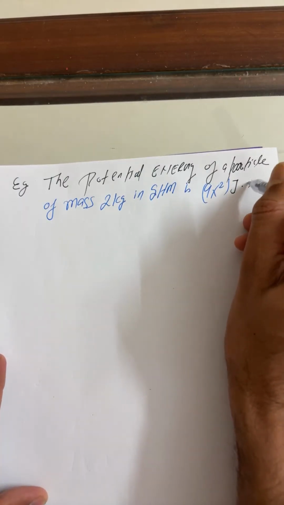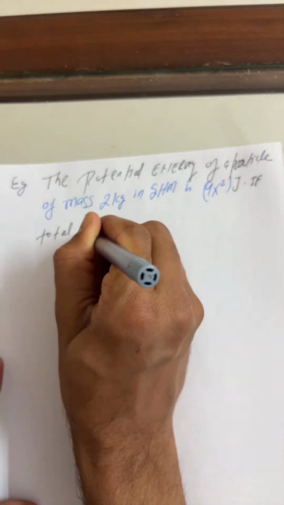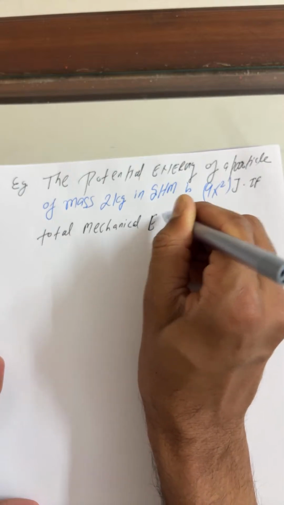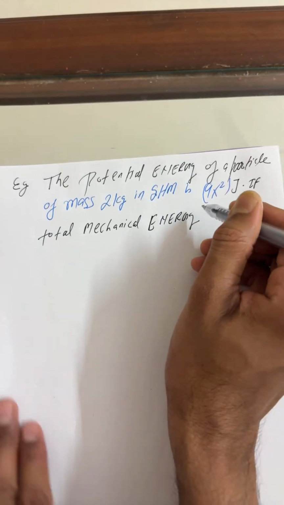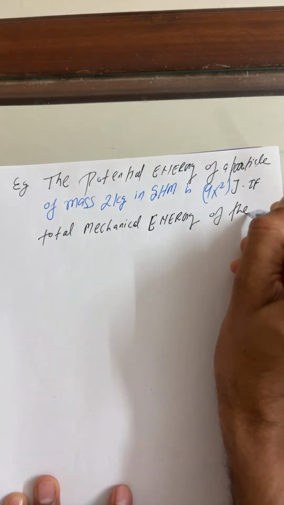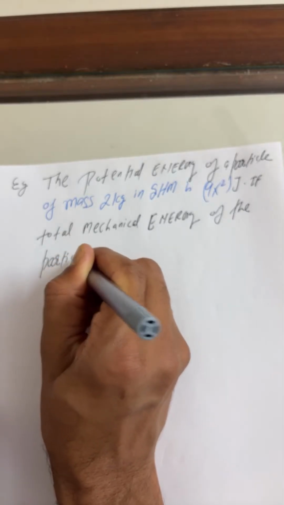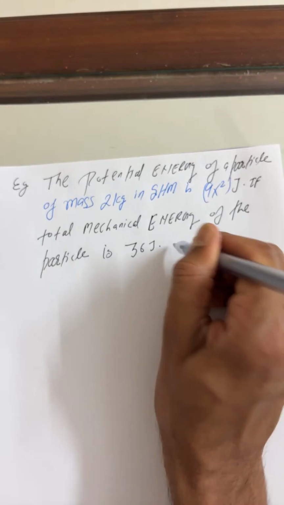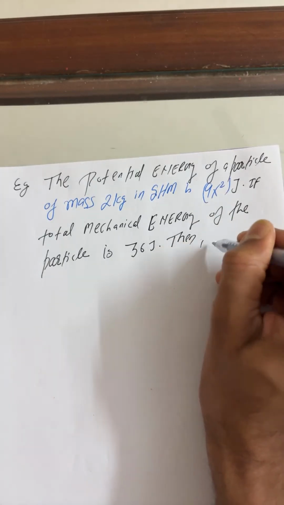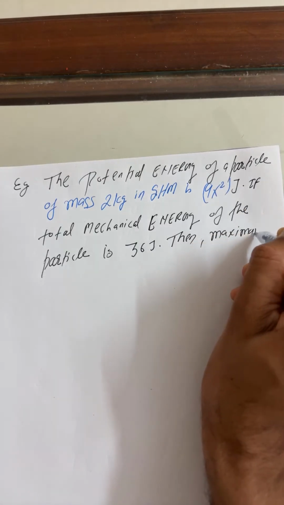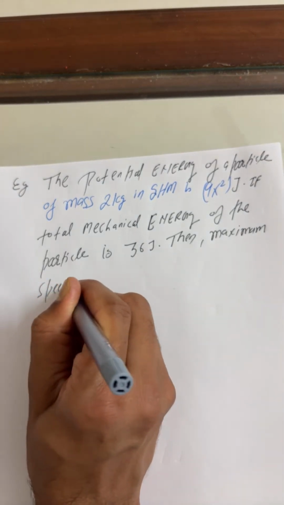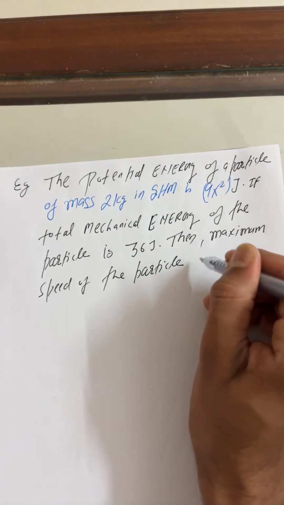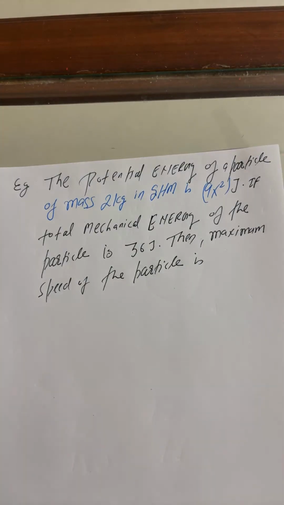If the total mechanical energy of the particle is 36 joule, then the maximum speed of the particle is, right?